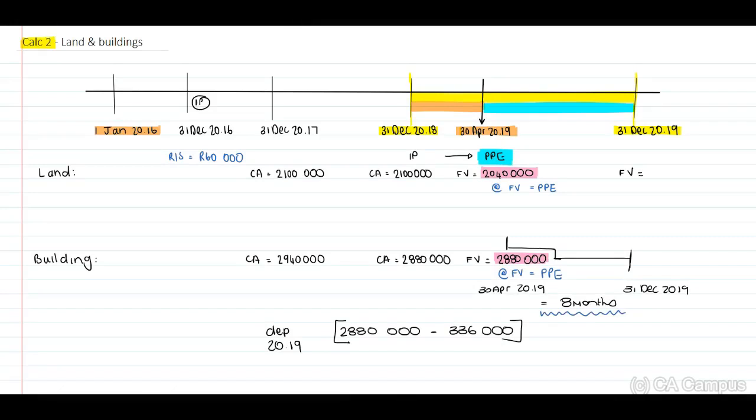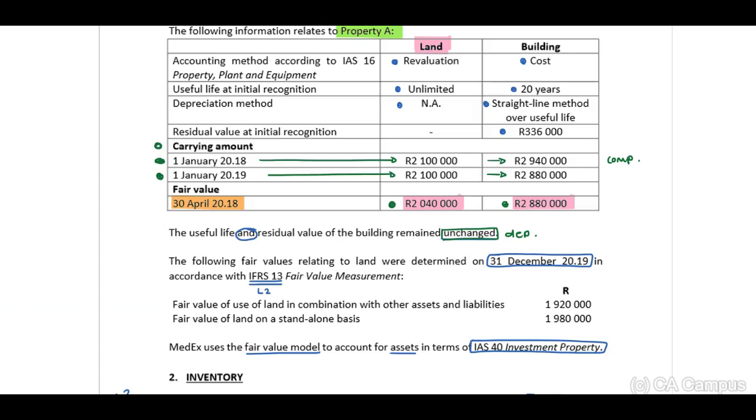Okay, now we need to calculate this. We need to use our new value with the 2880, our new value, minus our residual value. Remember, they've indicated to us in the given scenario that our residual value is 336,000. Therefore, minus the residual value, divide by our useful life. Now, the original useful life is 20 years. Look at this, guys. The original useful life is 20 years.